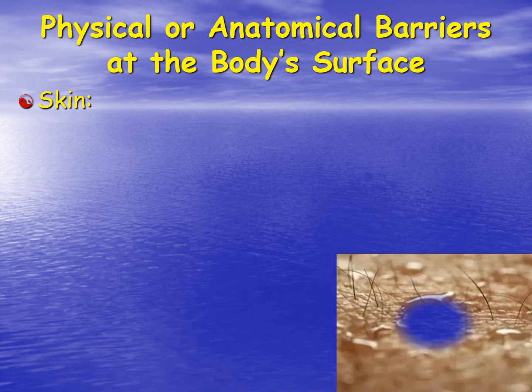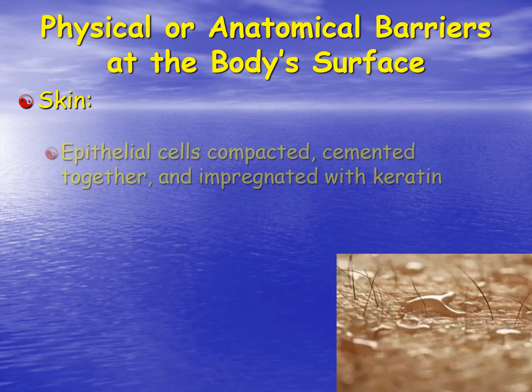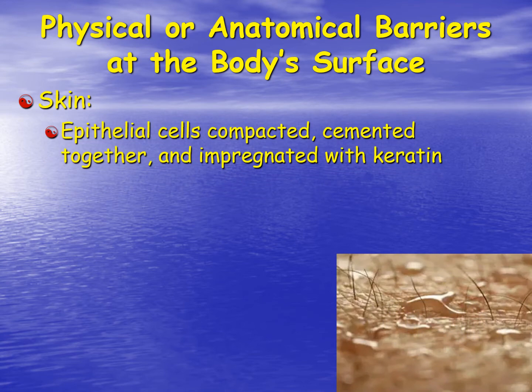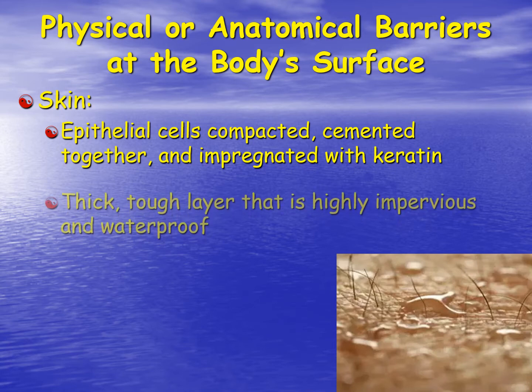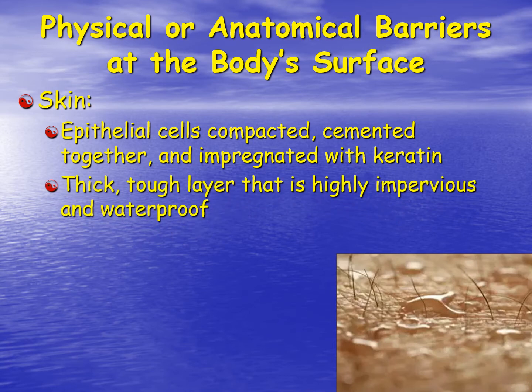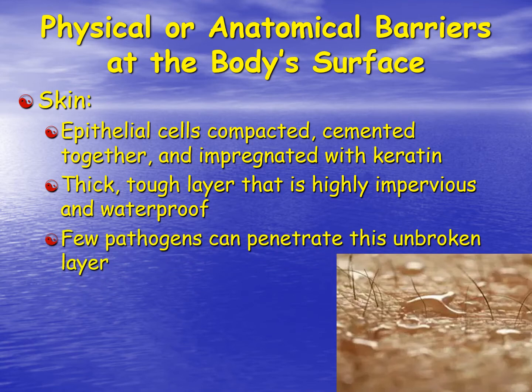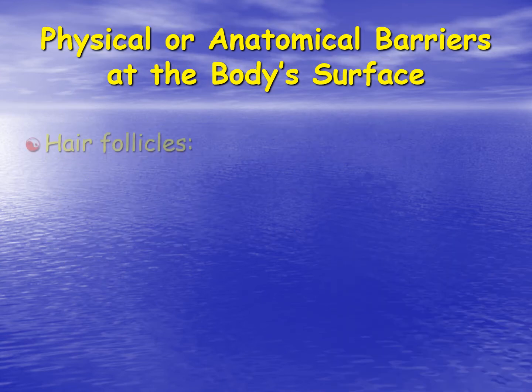So our skin, as long as the skin is intact, it is very hard to get through. The epithelials are compacted, they're cemented together with tight junctions and desmosomes and impregnated with that waterproofing protein called keratin. It provides a thick, tough outer layer that is highly impervious and waterproof. Very few pathogens can penetrate this unbroken layer.